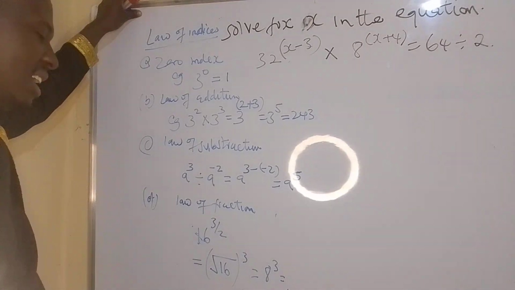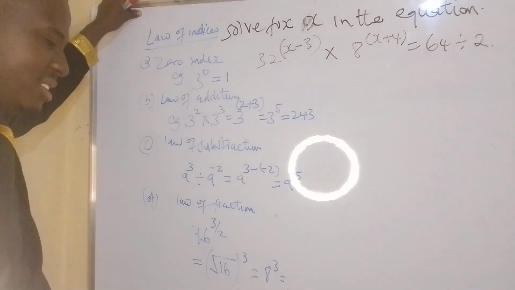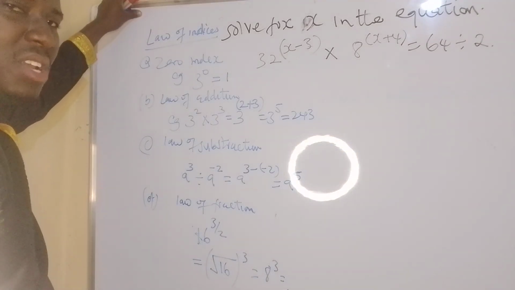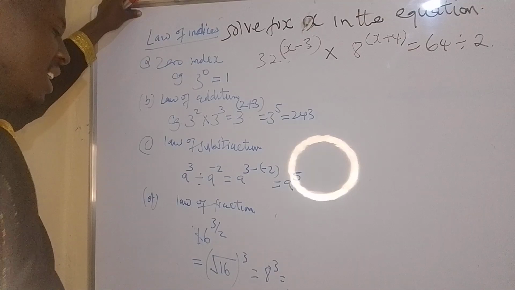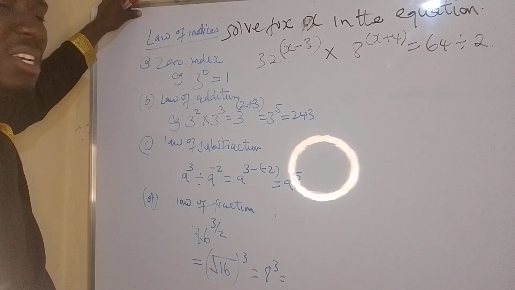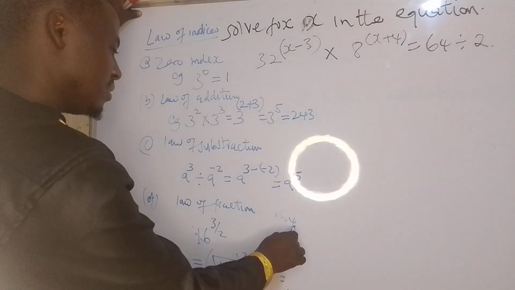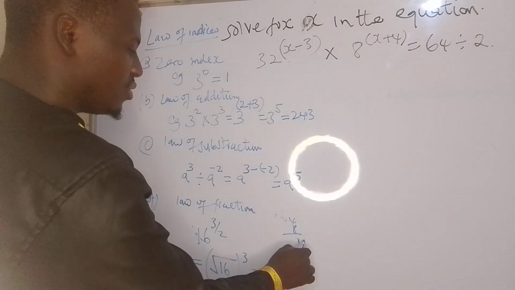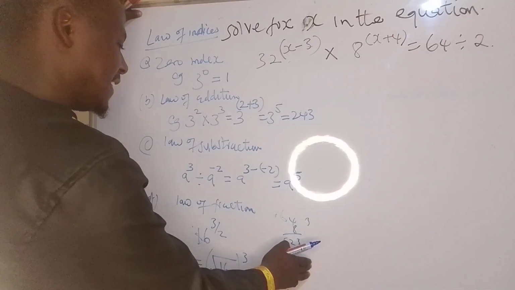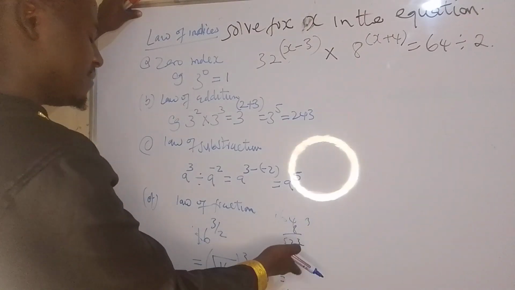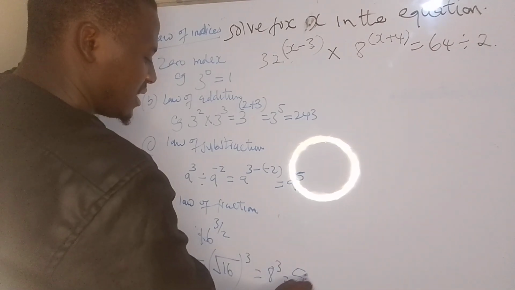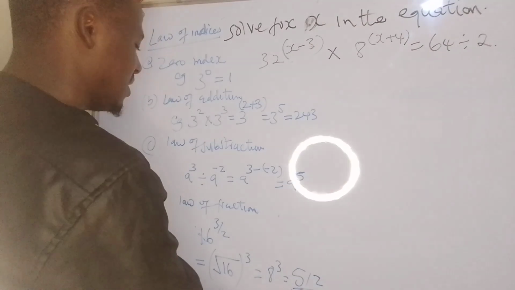How much is that? 8 times 8 times 8, because 3 times. The number by itself 3 times. What is 8 times 8? 64. 64 times 8 is what? We get 512. And that is the answer to that.